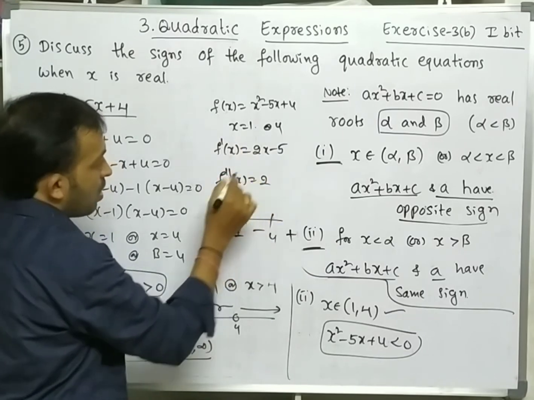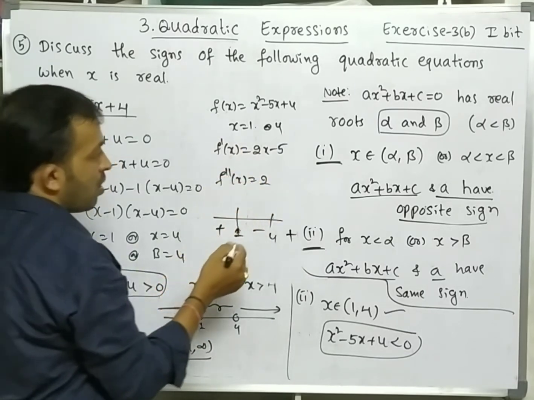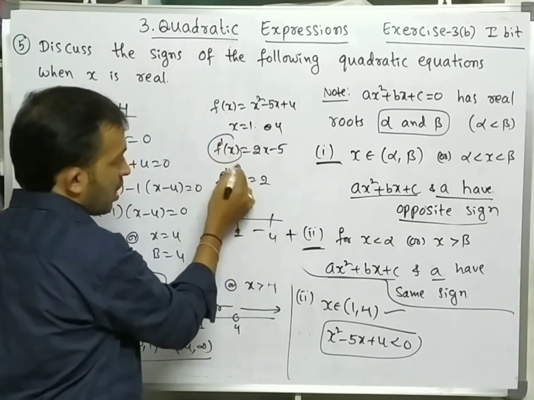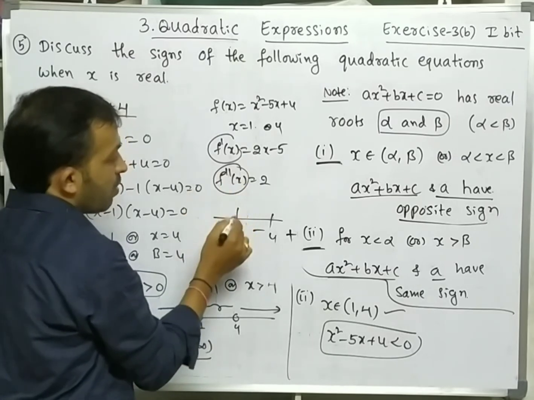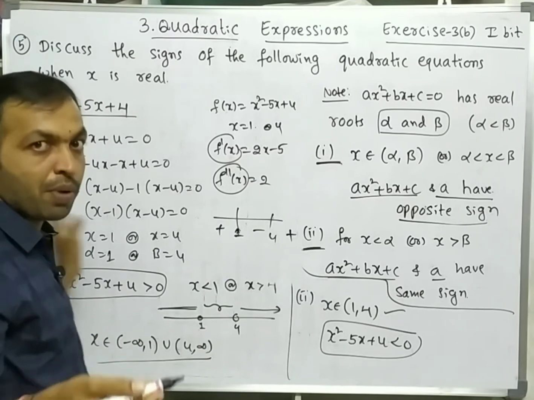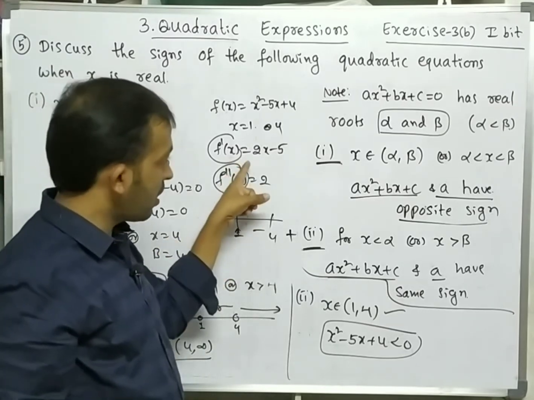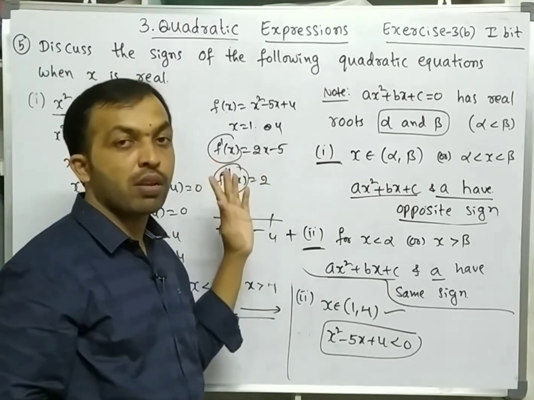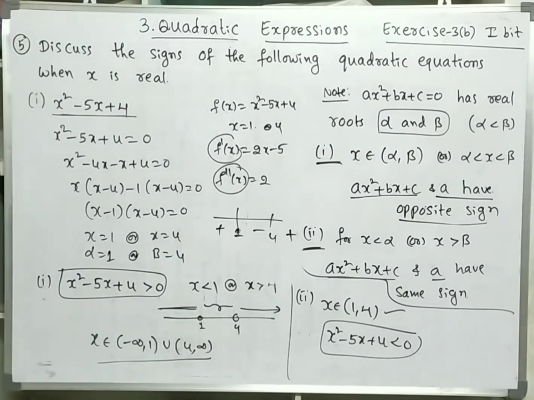So by using this first derivative test, second derivative test, we can find where the maximum is, where the minimum is. So the next topic is maximum and minimum. In that case I will explain about this first derivative test and second derivative test also.